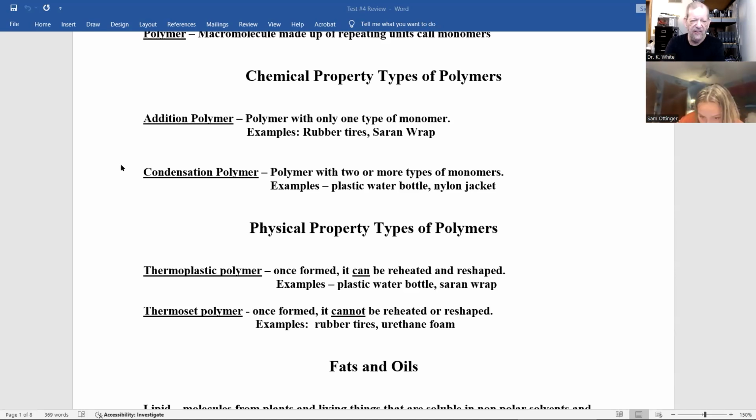All right, the other type of chemical property you can name a type of polymer is called a condensation polymer. And a condensation polymer is made with 2 or more different types of monomers. An example of that would be this plastic bottle, which is a polyester. I don't have one nearby, but I do have a nylon jacket I got from one company I work for.